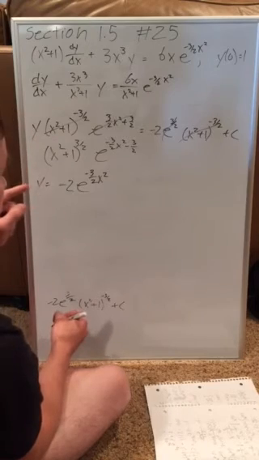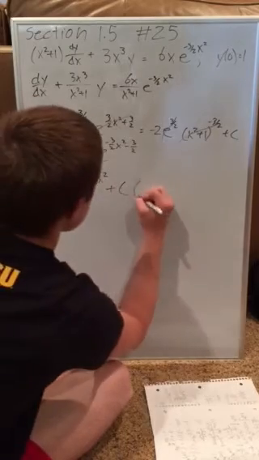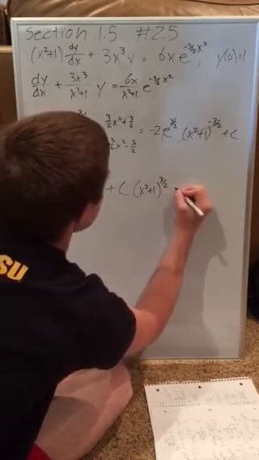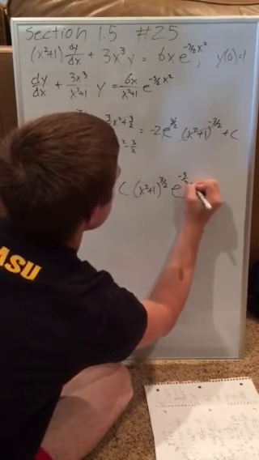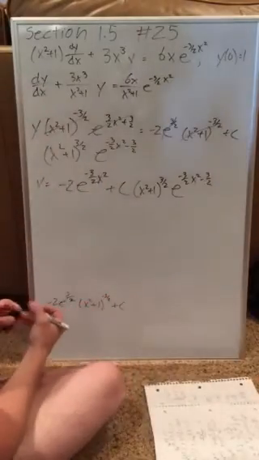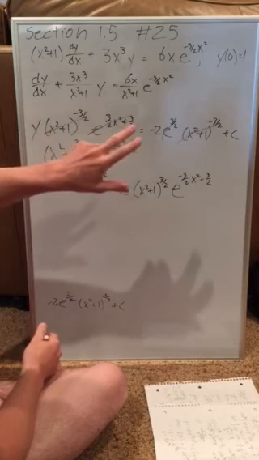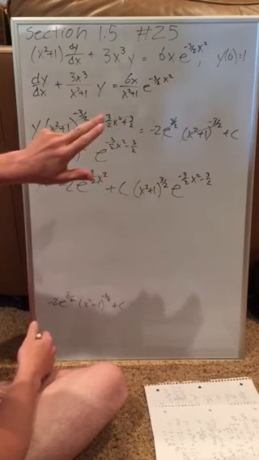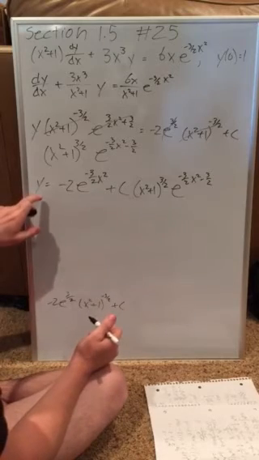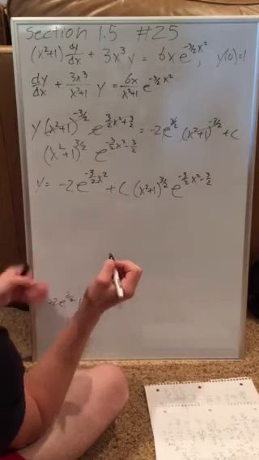And now we're going to find what we have for our c. So we have plus c, and we're going to have to keep all of this: x squared plus 1 to the 3 over 2 e to the negative 3 over 2 x squared minus 3 over 2. You're going to want to keep that like that, because now we have our foundation equation. Now we're going to try to find y of 0 equals 1. So we're going to put our x's in for 0, and that's going to be equal to 1.